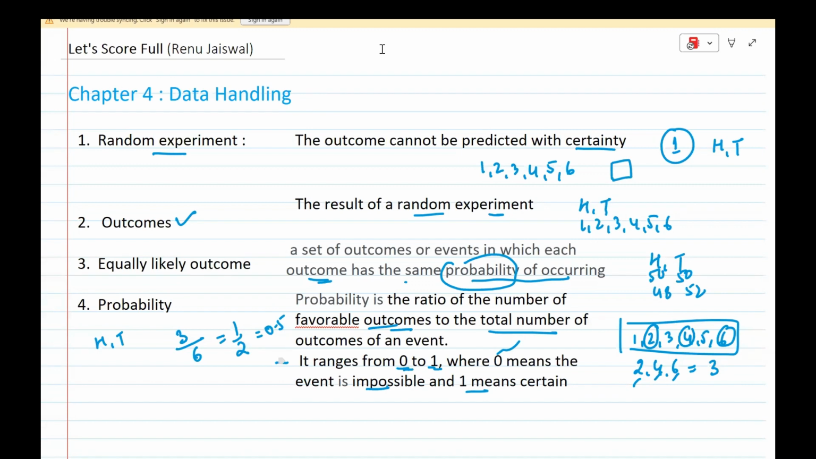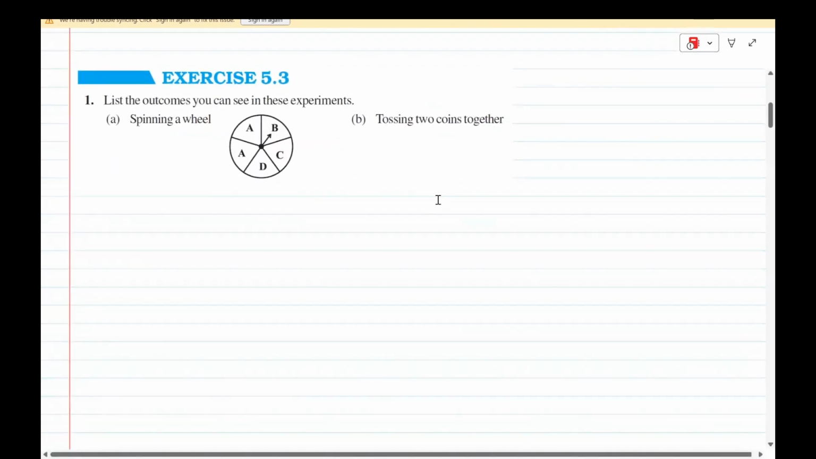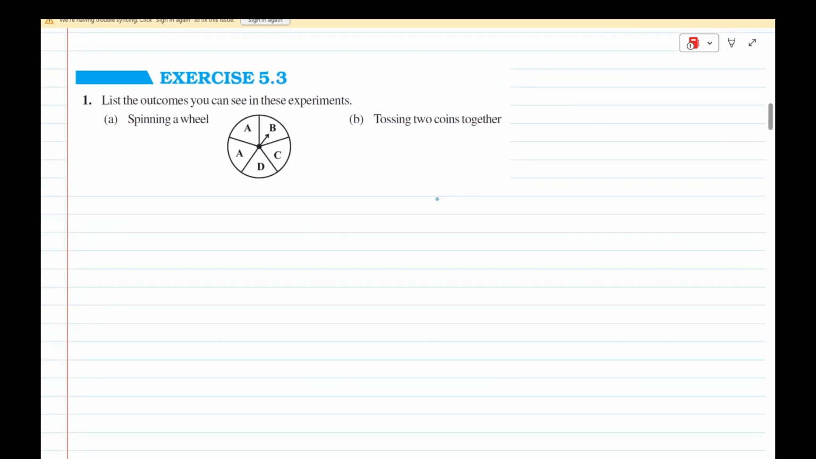Correct? Now, these are the only concepts which we have before exercise 4.2. Let's move to the exercise and do the first sum. So this is the first question. Sorry, it is not 5.3. It is 4.2. Because this is an old book, that is why it is like that. Correct? So it is 4.2.